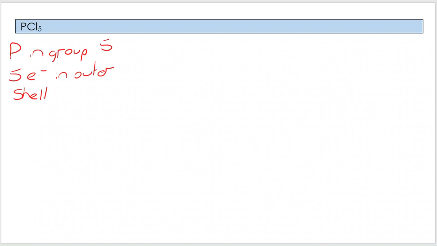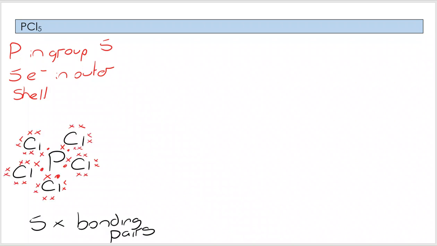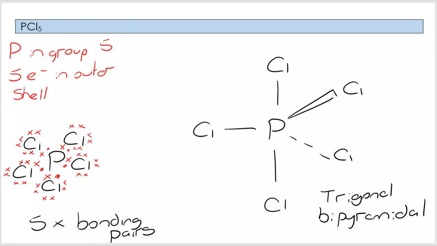So for this one, phosphorus is in group 5. There are 5 electrons in its outer shell. And there's also 5 chlorines. So my dot cross diagram looks like this. I'm most interested in the 1, 2, 3, 4, 5 bonding pairs surrounding the phosphorus. They are what dictate the shape. So when I draw my structure, I know that 5 pairs of electrons is trigonal bipyramidal. So I've drawn the trigonal bipyramidal shape, and I know from the table the bond angles are 90 degrees and 120 degrees. And now let's move on and look at SF6.